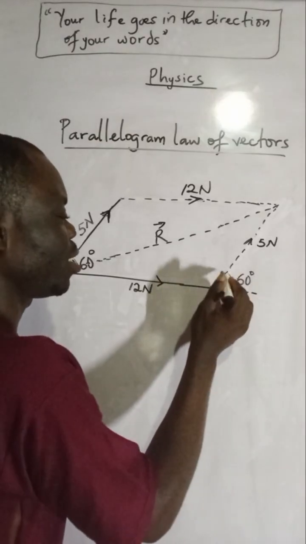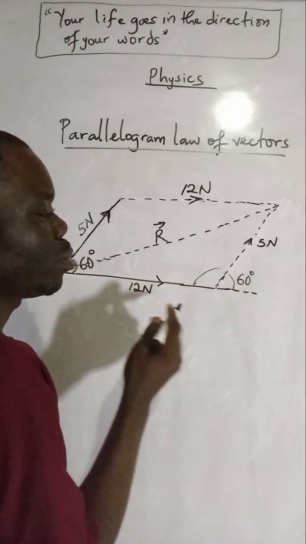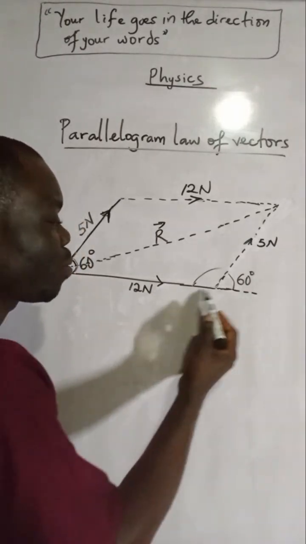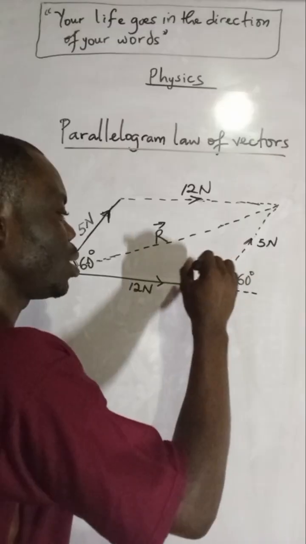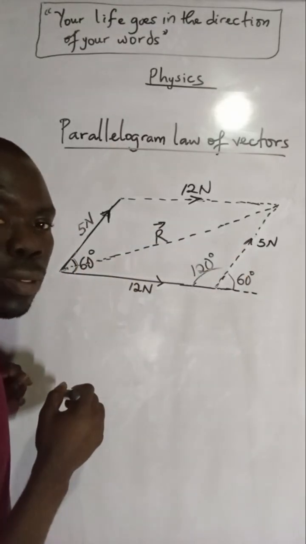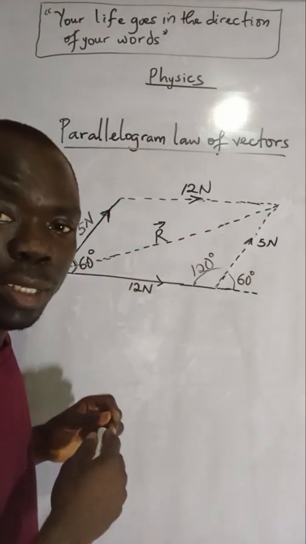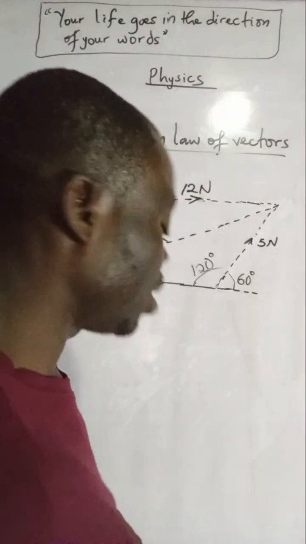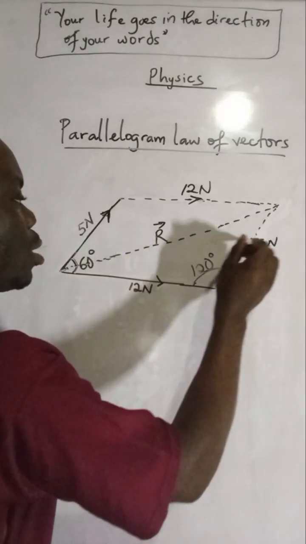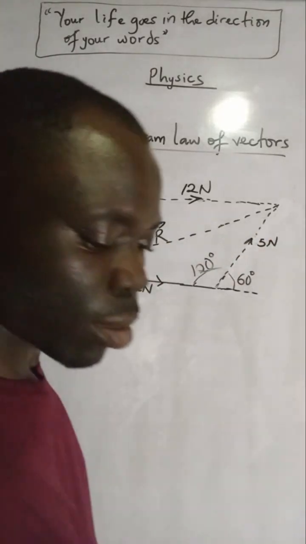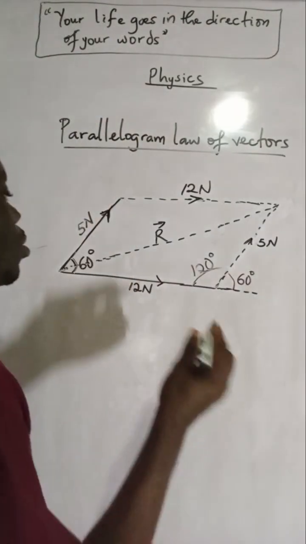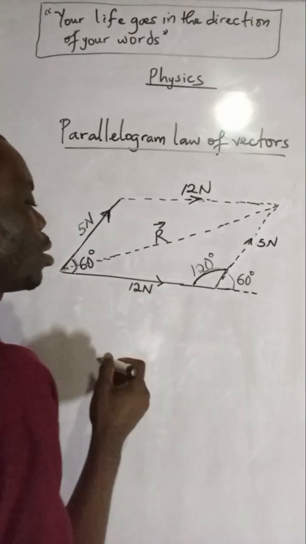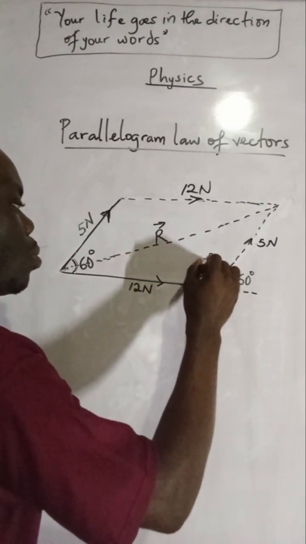So this angle now I can determine using the sum of angles on a straight line. The sum of angles on a straight line is 180 degrees, so this will become 120 degrees. With that, I can easily solve this, I can easily solve the resultant. So this is 120 degrees.